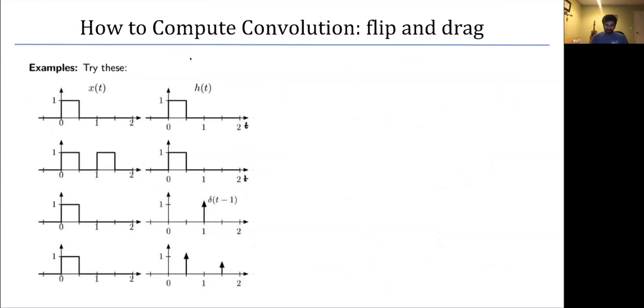Okay, here are some examples that you can try, and I think we'll try some of them together just to really underscore the intuition. The first example is very similar: two boxcar functions that are being convolved. The second example adds a slight twist where we have two boxcars being convolved with one boxcar. The third example adds another twist where we have a Dirac. And the fourth example is where we have another Dirac as the impulse response.